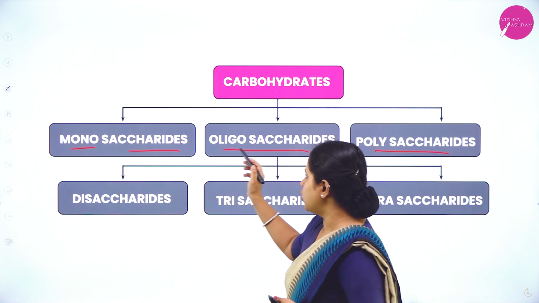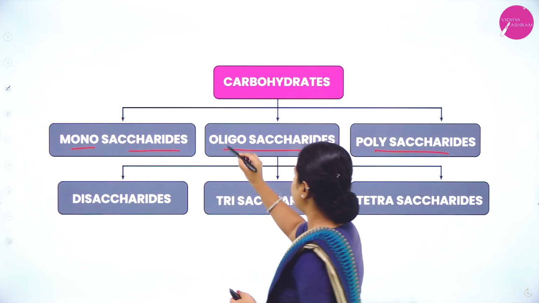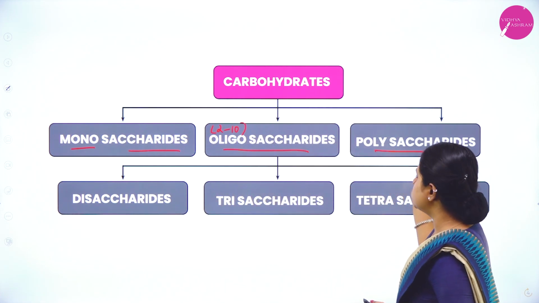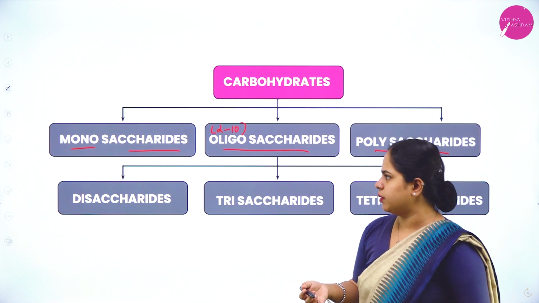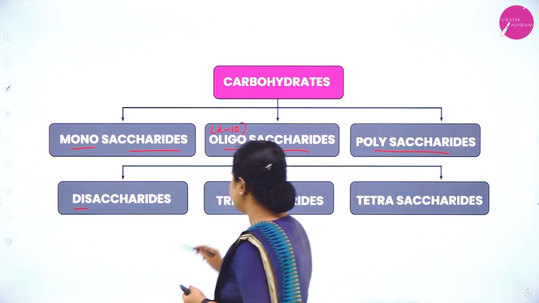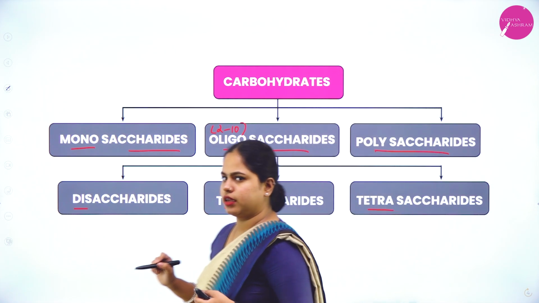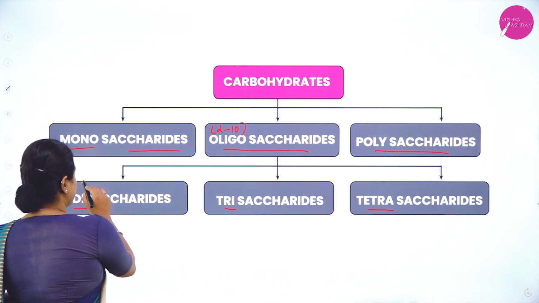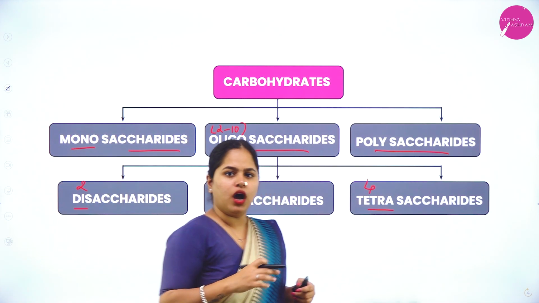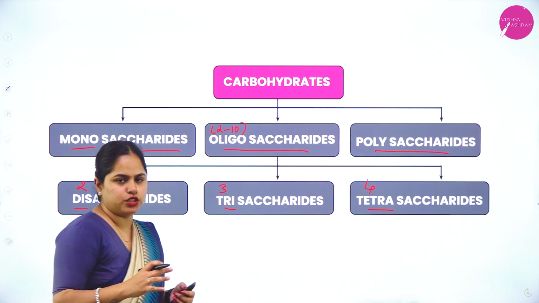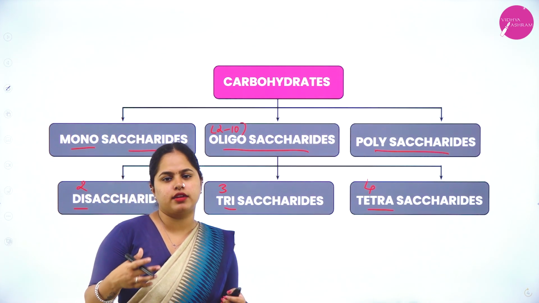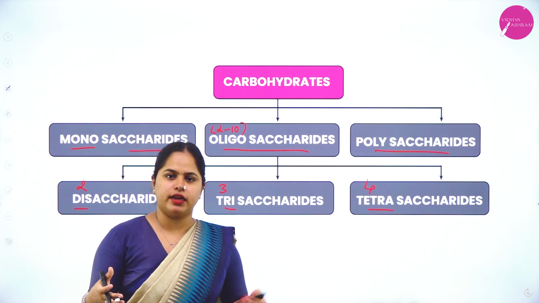So, monosaccharides, oligosaccharides. Oligo means it will come around 2 to 10. Now, what is this 2 to 10? We are going to see now. And the next one is polysaccharide, which means many units will be there. Now, oligosaccharides are further classified into disaccharides, trisaccharides and tetrasaccharides. So, from here itself, you can see di stands for 2, tri stands for 3, tetra stands for 4, right? So, this is how they are classified into monosaccharides, oligosaccharides and polysaccharides, wherein oligosaccharides are further classified into di, tri and tetrasaccharides.